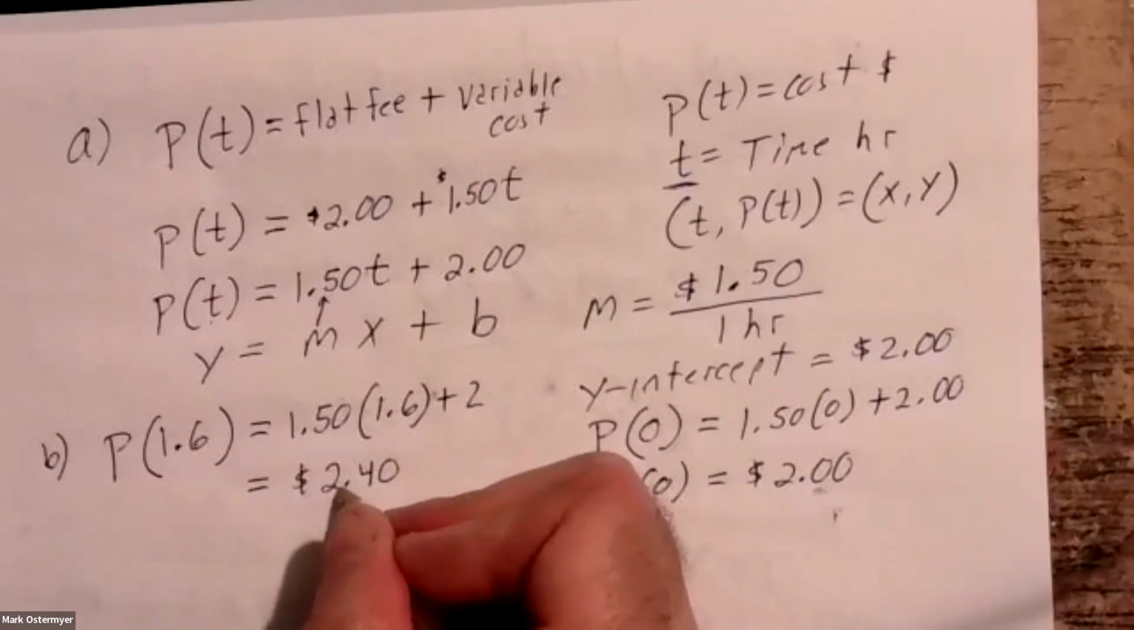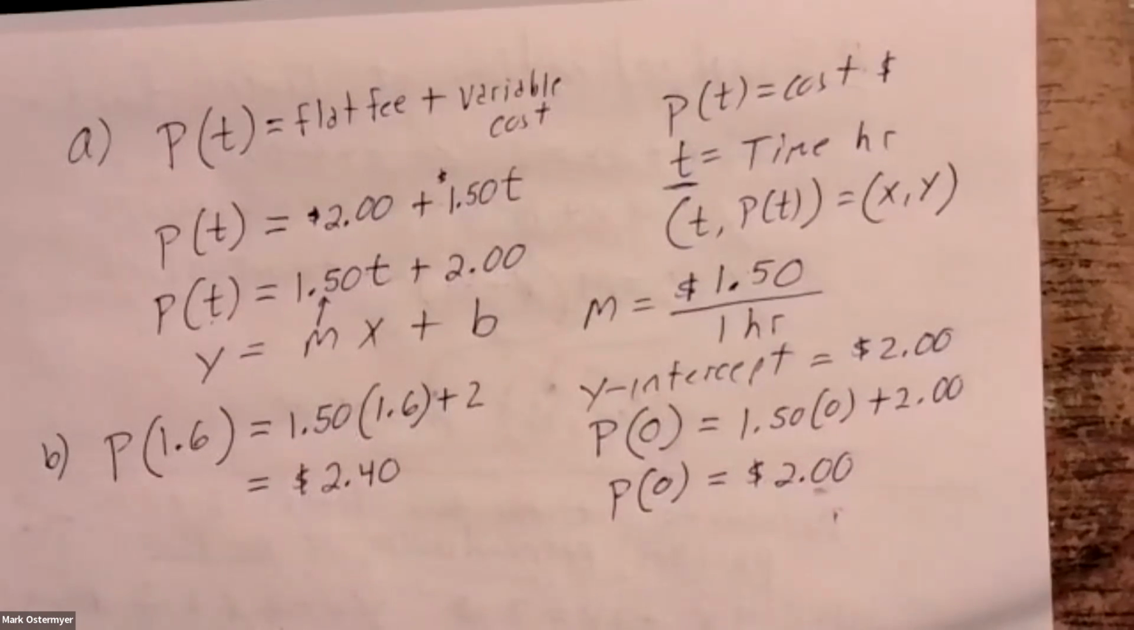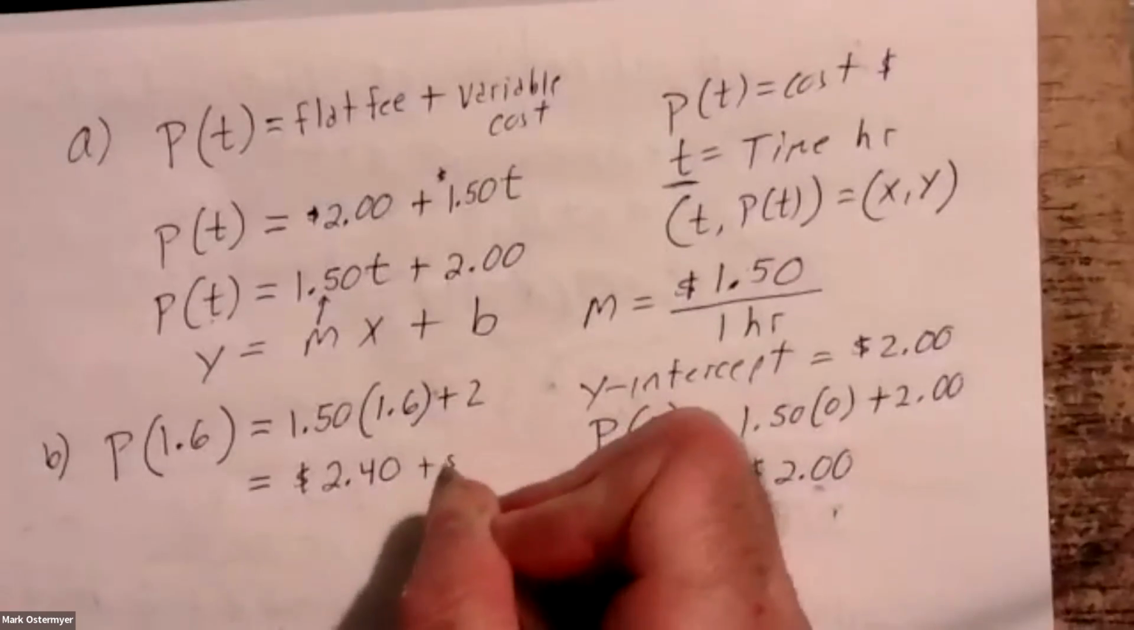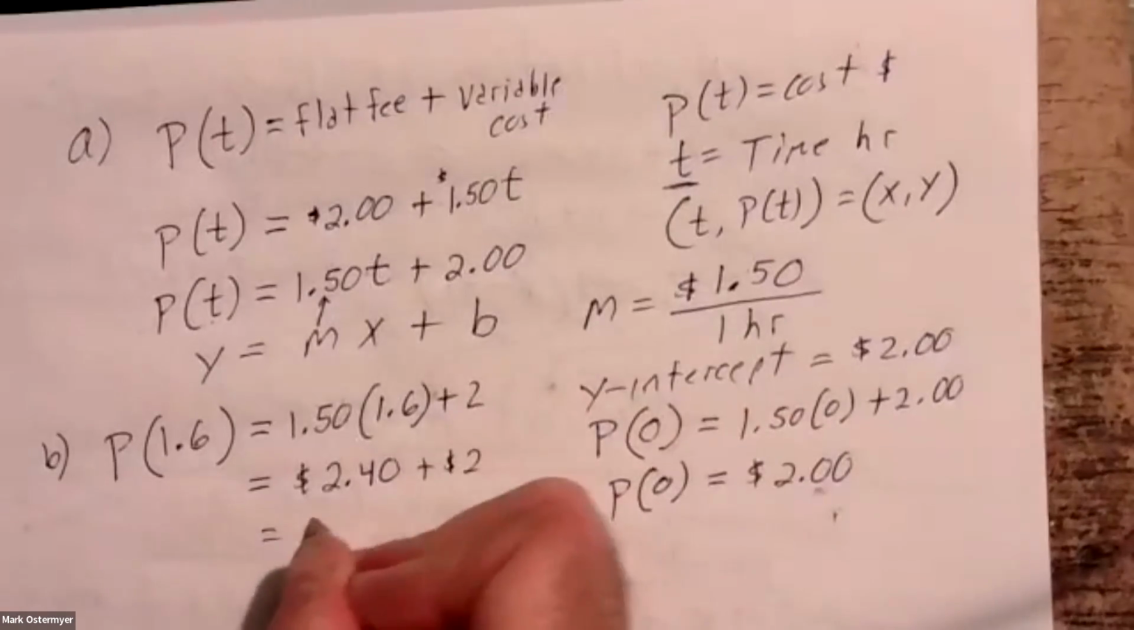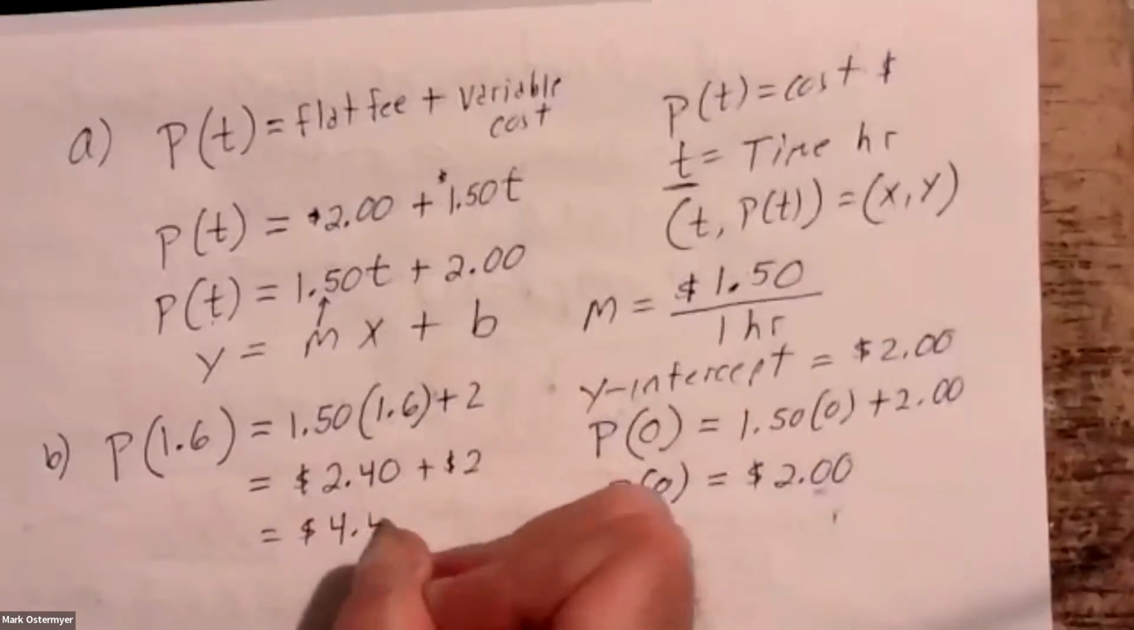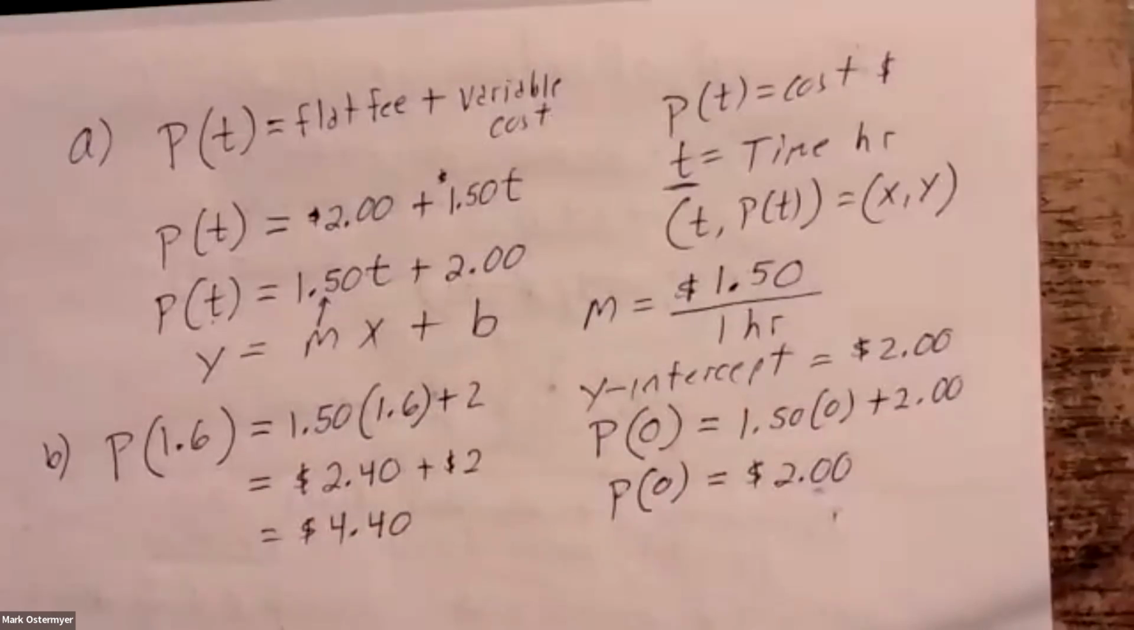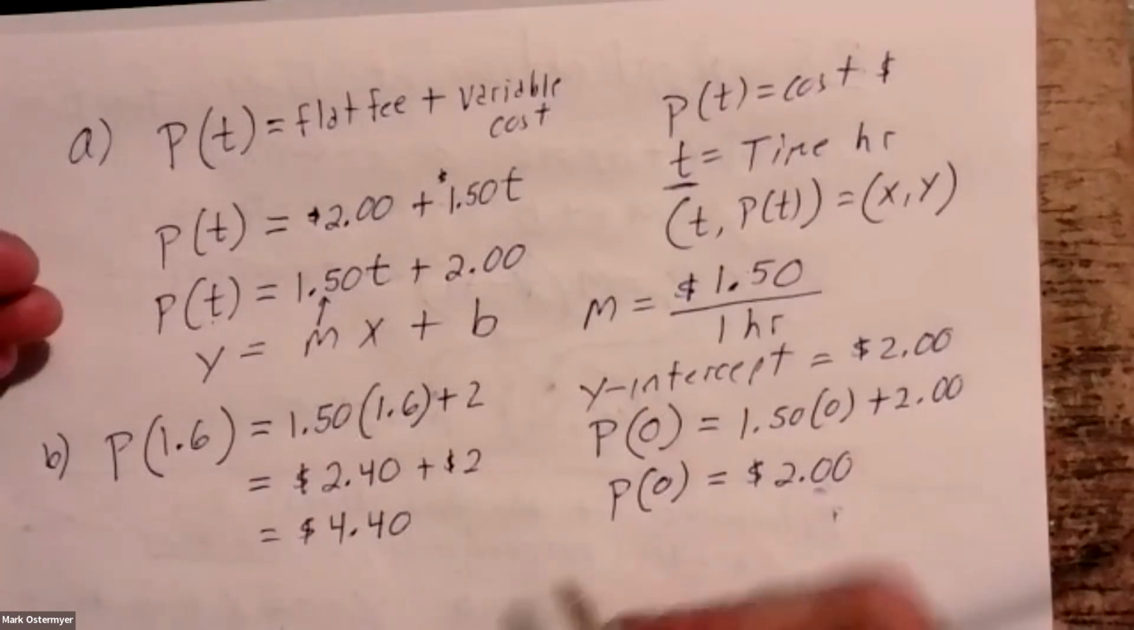Is that right? Or did I forget to add? Oh, wait, I forgot to add the $2. That's going to be plus $2 more, the one-time fixed cost. So that's going to be $4.40 to park in this garage for 1.6 hours. And what is 1.6 hours?